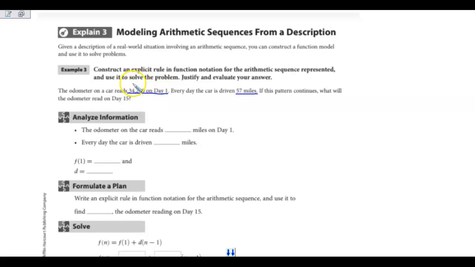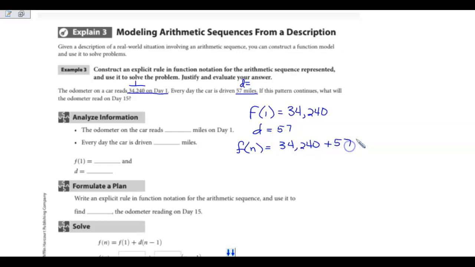So they're telling me what my first term is. It's the 34,240. They're also giving me my common difference. We're adding 57 miles each day. Okay? So on day 1, that's my first term. And my common difference is 57. So my explicit rule is 34,240 plus 57 times previous term.